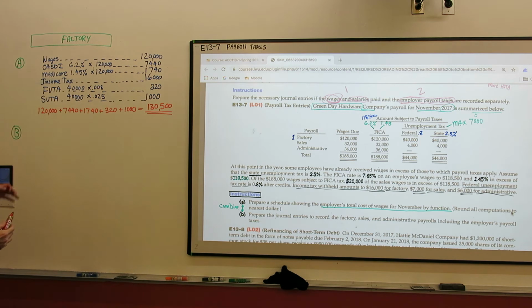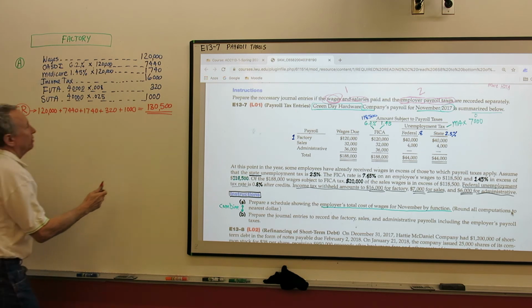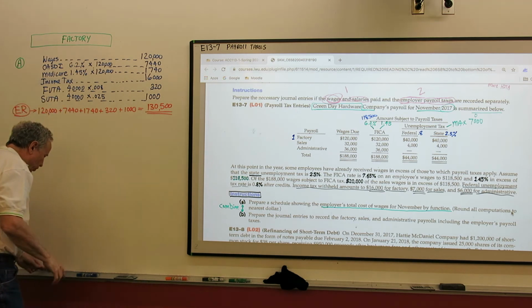Now let's go back. That's the answer to A. This is what it costs the employer. Let's put that ER. The employer is going to pay, this is for your wages, this is for the match, this is for FUTA and SUTA. So 130,500. All right, now let's do a journal entry.